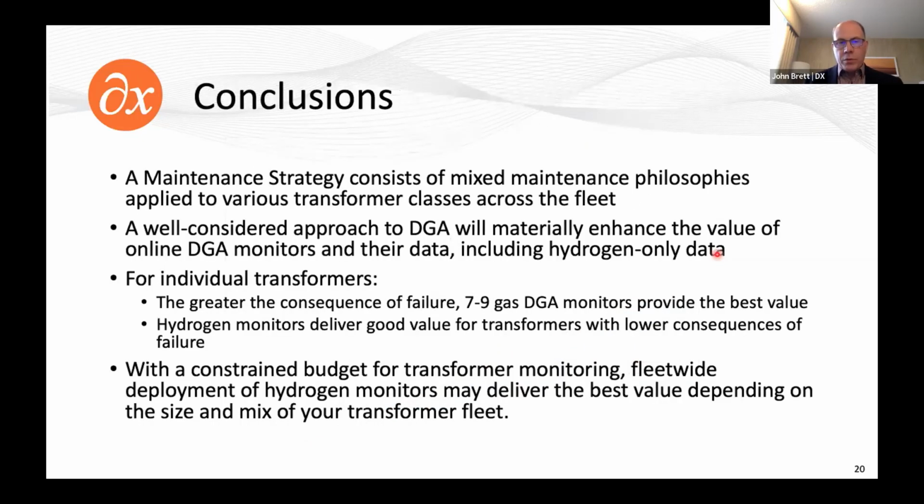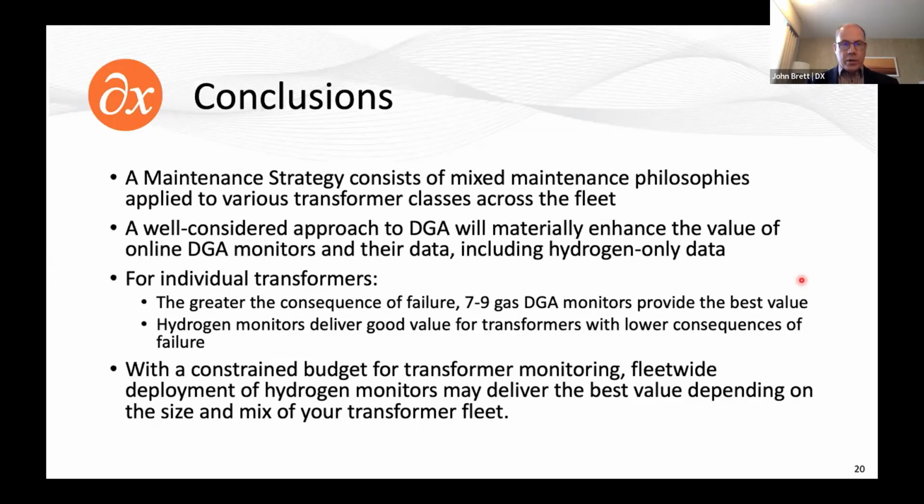So really the message I'd like to get across here is the maintenance strategy consists of mixed maintenance philosophies that apply across your fleet, and you apply different approaches to different classes of transformers, which is a function of how expensive those transformers are and what the consequence of failure is. If you consider the approach carefully, you can really enhance the value of those monitors and the data, including hydrogen only. I want to emphasize that here: you can get good value from hydrogen data.